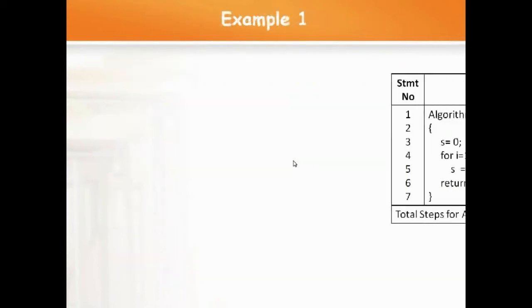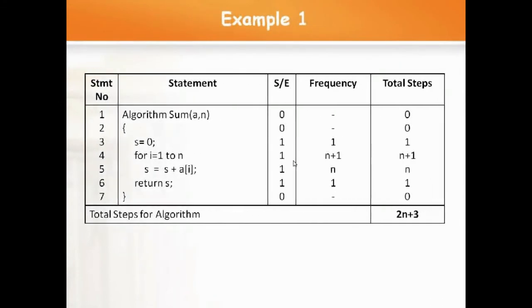Let us see the examples. The first example is the algorithm for calculation of the sum of array elements. The first line is not executed, hence it is written as 0.